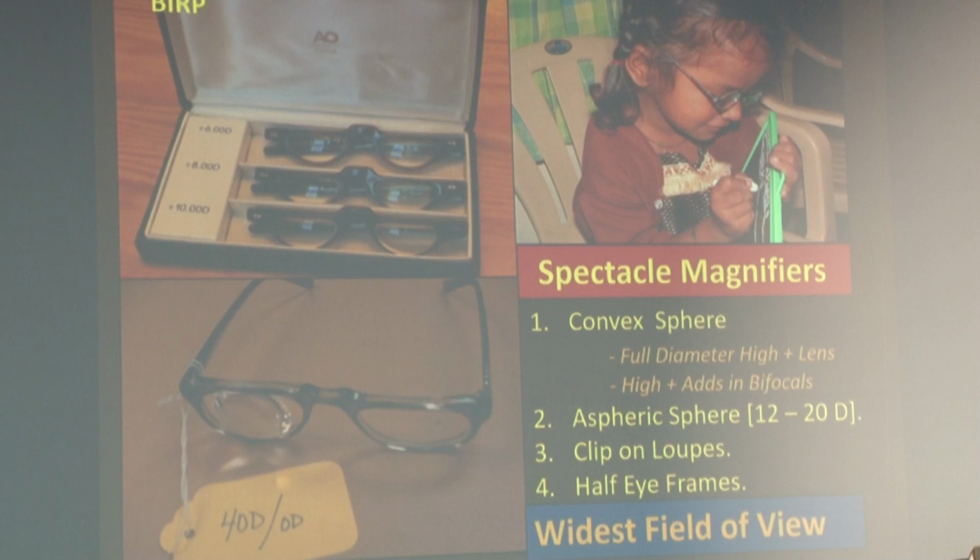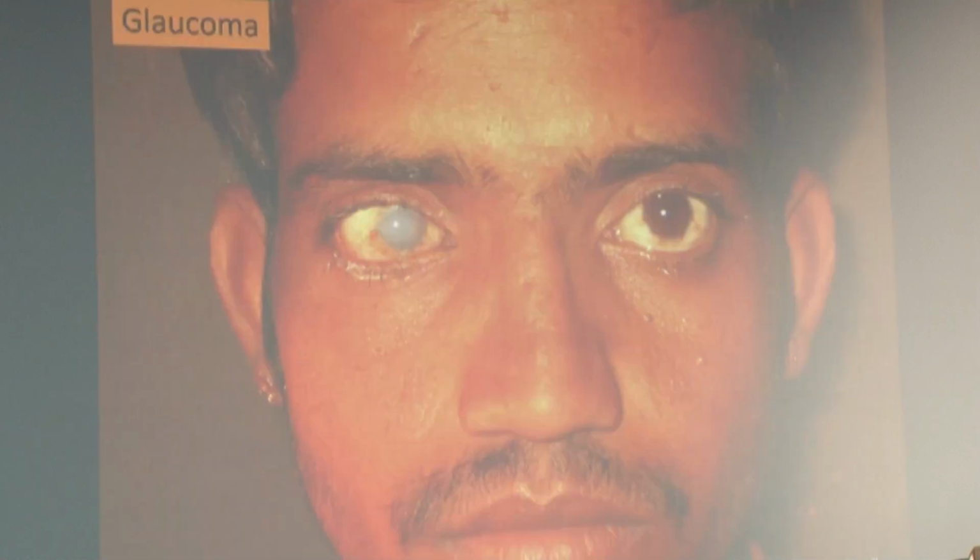Now there are other magnifiers which are best suited for children, the spectacle magnifiers. They come in various types and various powers. The spectacle magnifiers are basically of 4 types: the convex sphere, the aspheric sphere, the clip-on loops, and the half-eye frames. These spectacle magnifiers provide the widest field of view.